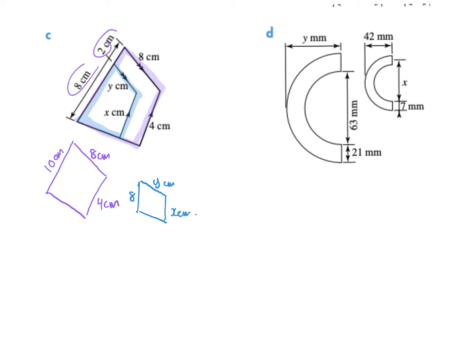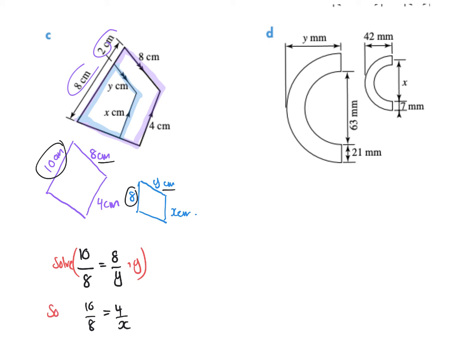So this way I can compare and see, all right, I've got both of those, so I can set it up as 10 over 8, and then I'll find one of my unknowns, so 8 over Y, and we can use solve there, comma Y. Okay, I could do the same, use 10 over 8 and use 4 over X and solve for X. Okay, so you guys can do that on your calculator.